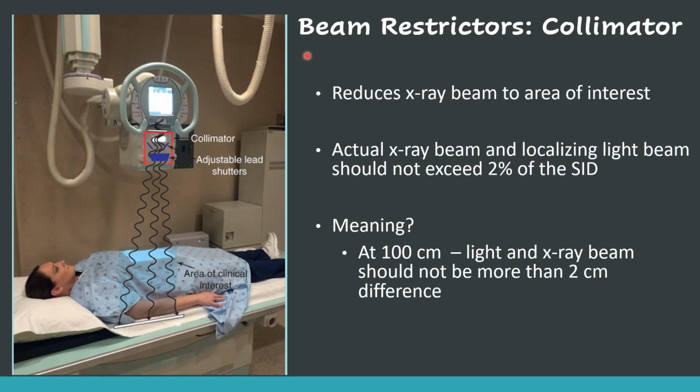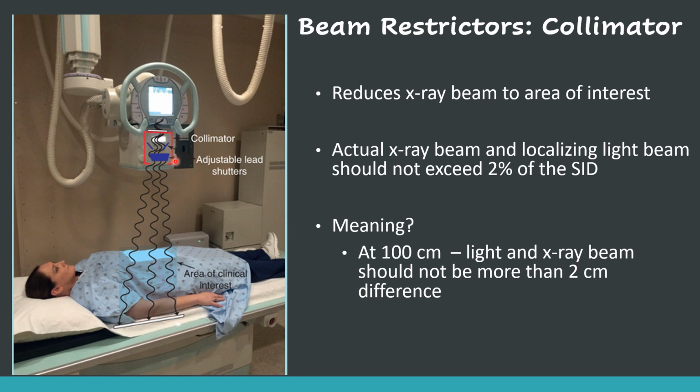Beam restrictors, collimator, reduce the X-ray beam to the area of interest. The actual X-ray beam and localized light beam should not differ by more than 2% of the SID. So that's a state regulation. What does that mean? At 100 centimeters or 40 inches SID, light and X-ray beam should not differ by more than 2 centimeters.